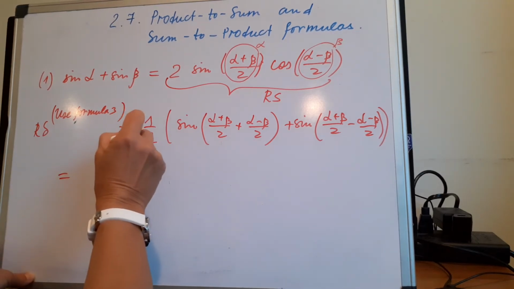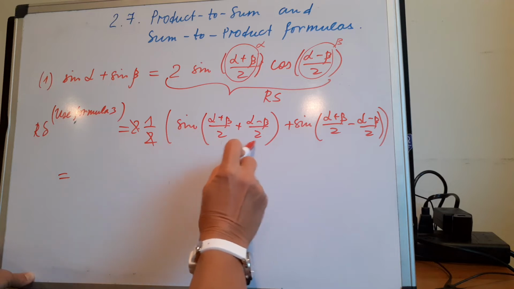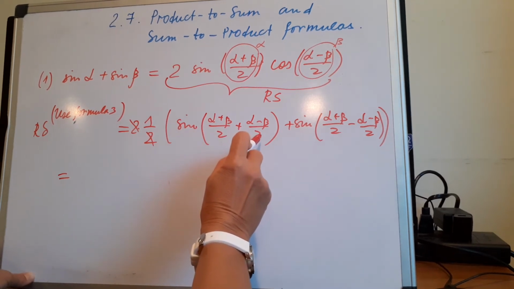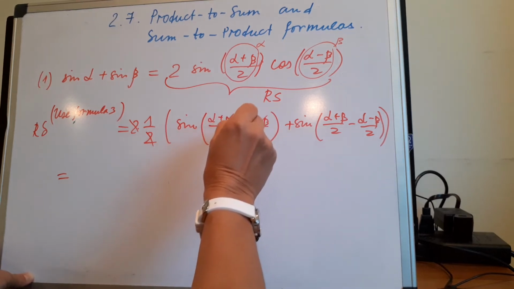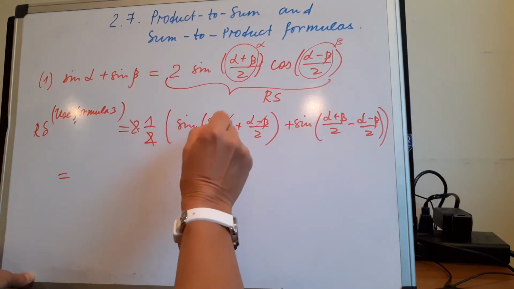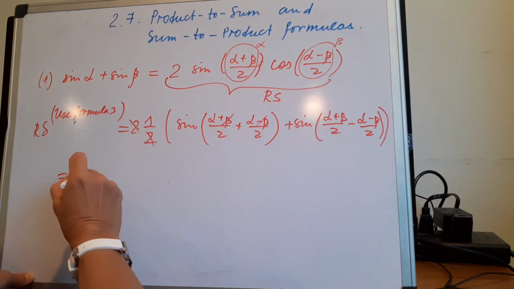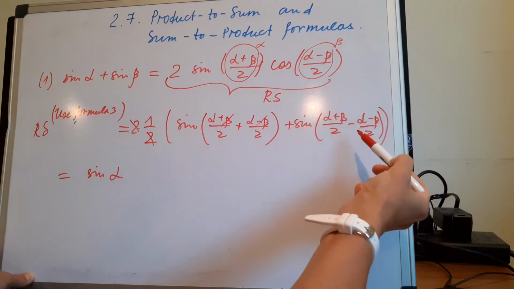So here I'm going to cancel 2 and 1/2. And this one, if you look at these two fractions, they do have the same denominator, so I can just add numerators. What I see, I have beta with plus, beta with minus, and there are 2 alphas. If you add alpha plus alpha, 2 alphas, divide by 2, just alpha. So I'm going to just have sine of alpha instead of the whole expression here.